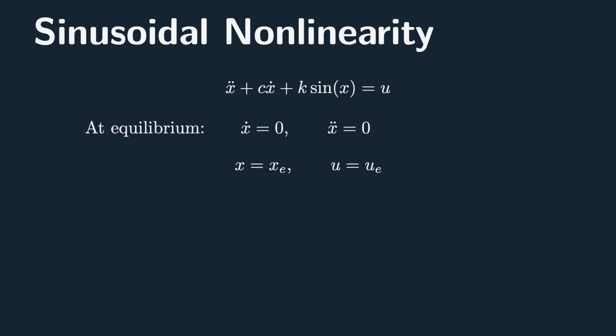Substituting these equilibrium values into the ODE gives k sine of xe equals ue. Equivalently, sine of xe equals ue divided by k. So the problem of finding equilibrium positions has become the problem of solving this sine equation. This looks simple, but there is an important detail. Inverse sine gives only one principal value, while the sine function itself is periodic. This equation can have repeating solutions or no solutions at all, depending on the value of ue divided by k.